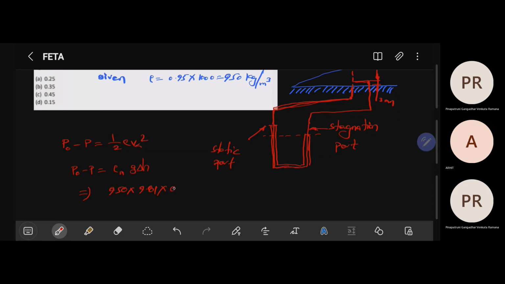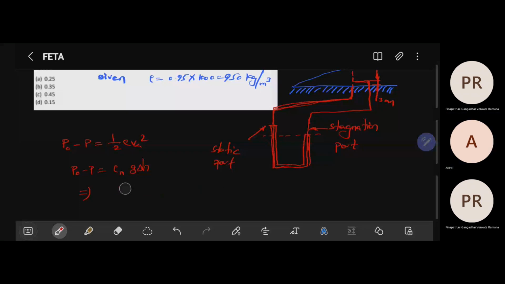How much for the first one? 5 mm, 0.005. What is this P naught minus P infinity difference? That is 46.59. It is coming, sir. 46.59.